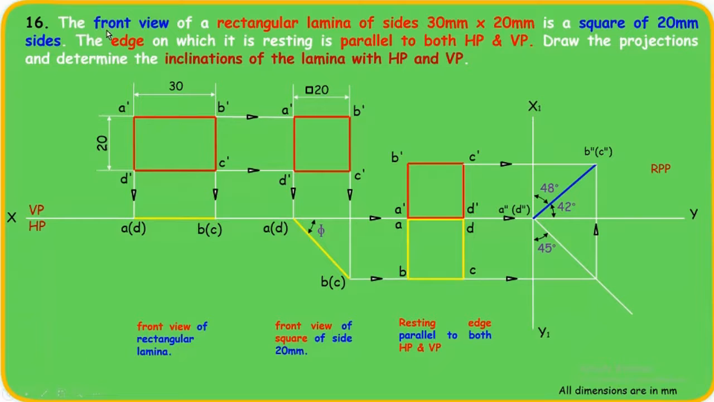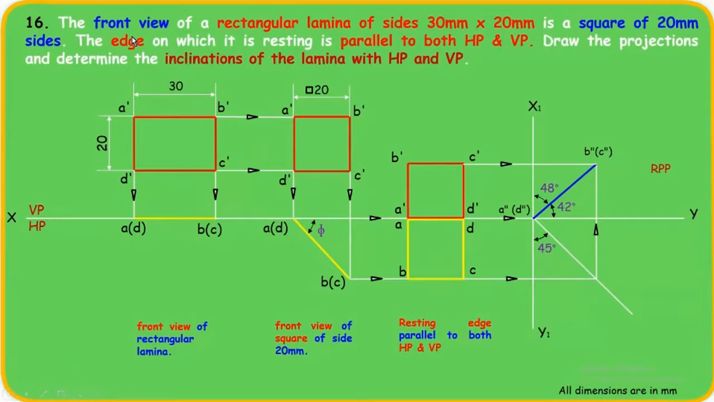So this is the question: the front view of a rectangular lamina of sides 30 mm by 20 mm is a square of 20 mm sides. You can see the front view is a square of 20 mm sides, but it is a rectangular lamina of 30 by 20. When you rotate it, it will appear as a square view of 20.